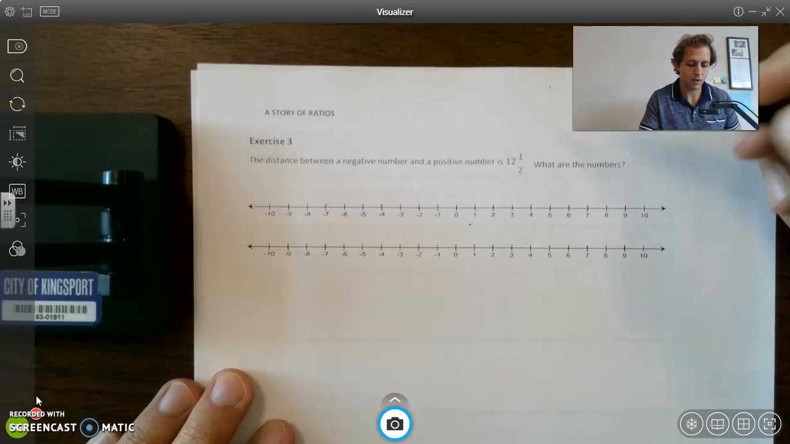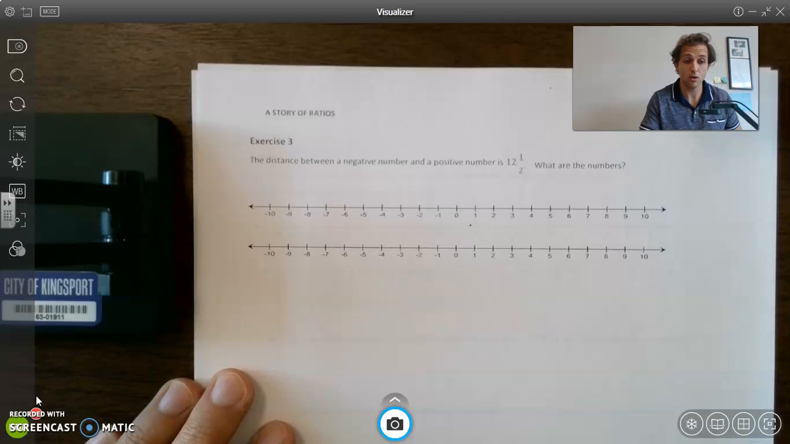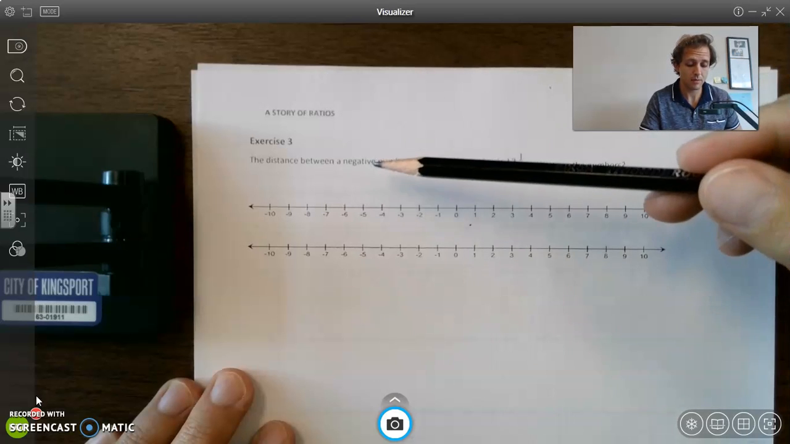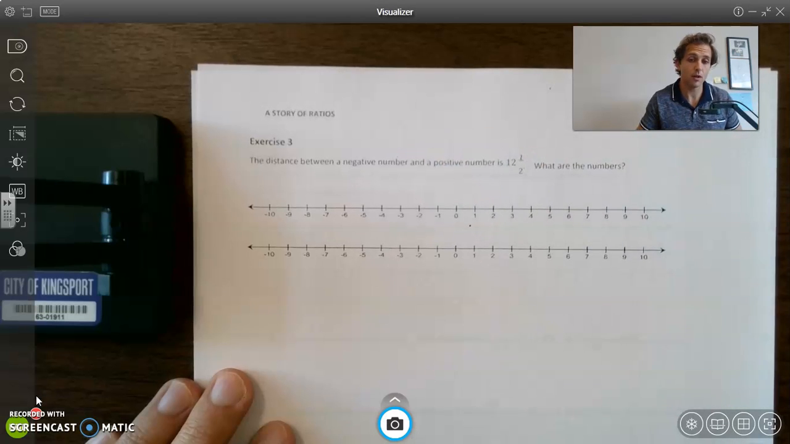On this question, we're looking at exercise 3. This is another question that I would ask you to do on your own if we were in class and we would review our answers. It says the distance between a negative number and a positive number is 12.5. What are the numbers? I would like you to actually pause this video and put two numbers on your number line that have a distance of 12.5 between them.